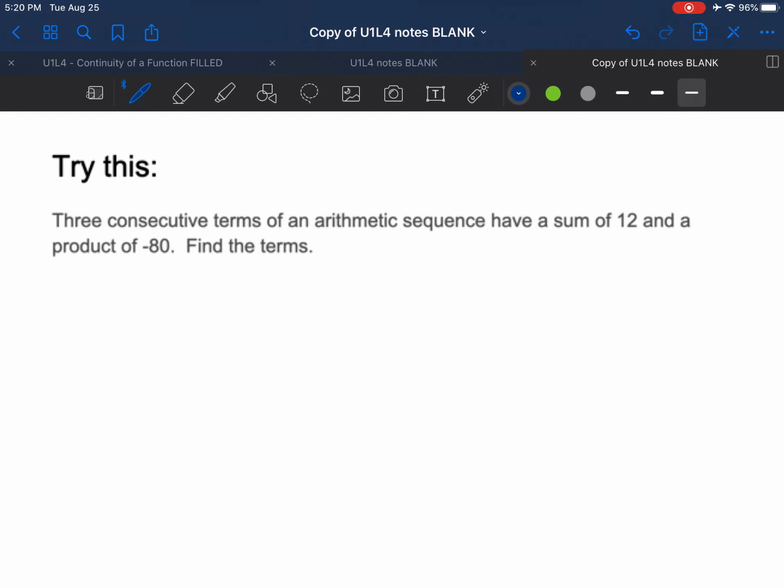So 3 consecutive terms. I'm going to let the first term be u sub n. If we know it's arithmetic, my next term will be u sub n plus d, and then my third term will be u sub n plus 2d. The reason I'm doing this is because I want to limit my variables. Right now I have one variable, u sub n, and the second variable is d, and I'm only trying to have 2 variables because we have only 2 real equations we can write.